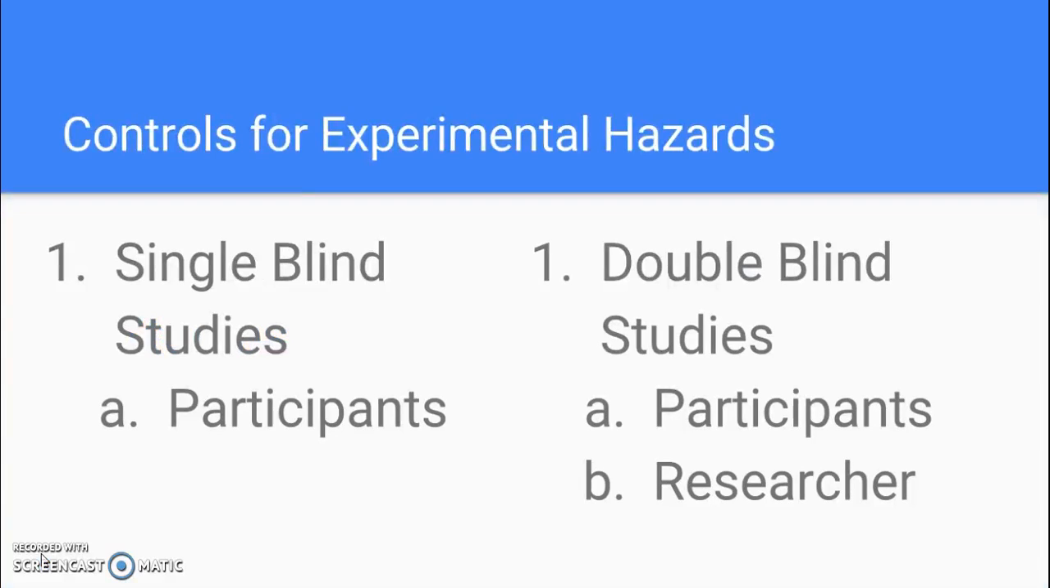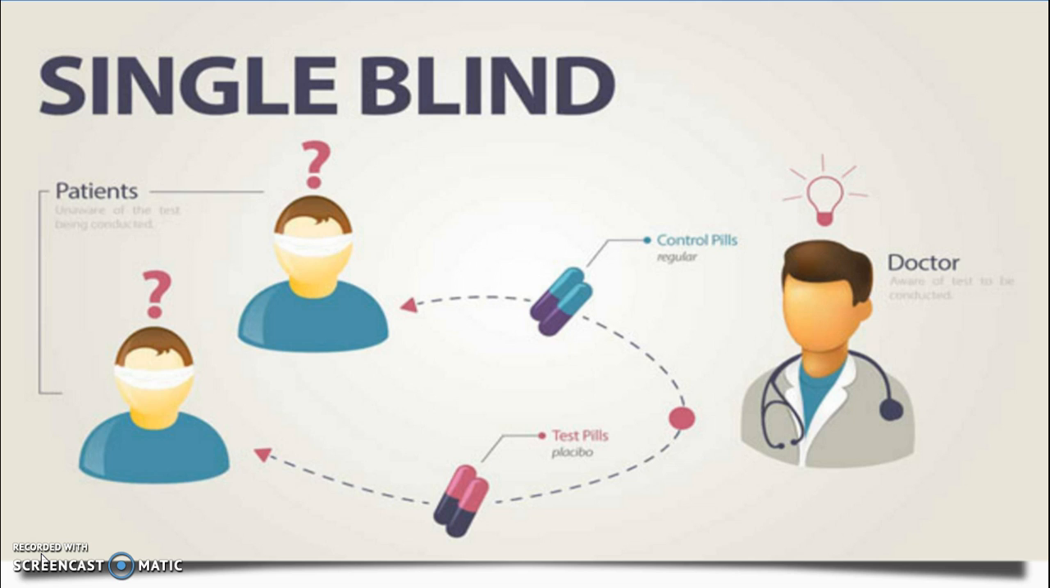And so there are a couple of ways that you would control for these hazards, and they are single blind studies, in which the participants don't know which group they're in, control or experimental, and double blind studies, in which neither the participants nor the researcher know which group they're in. And so for a single blind, if you're testing a drug, the participant doesn't know if they're getting the control pill, the sugar or salt pill that does nothing, or the actual pill that we want to see if has an effect, that experimental pill.